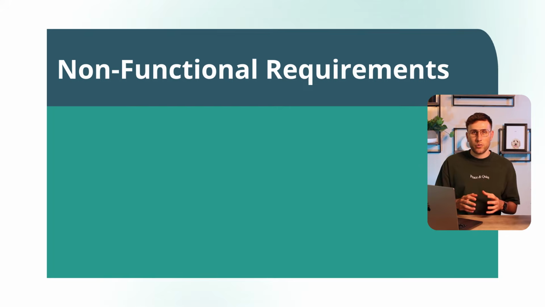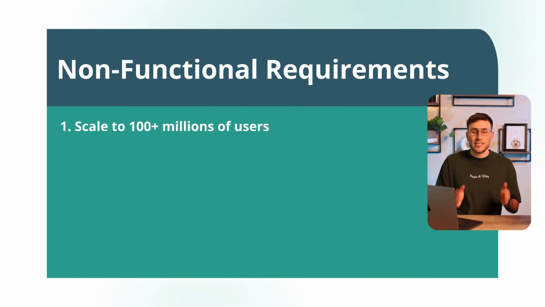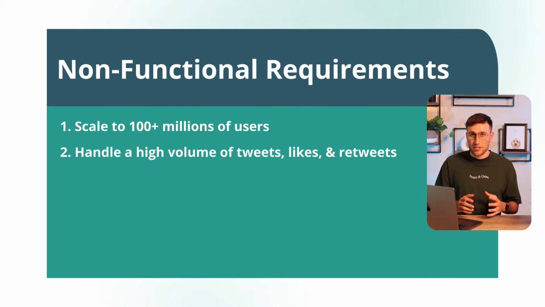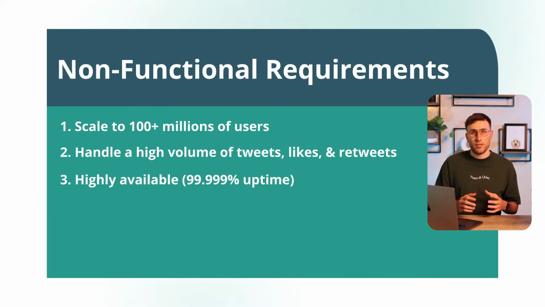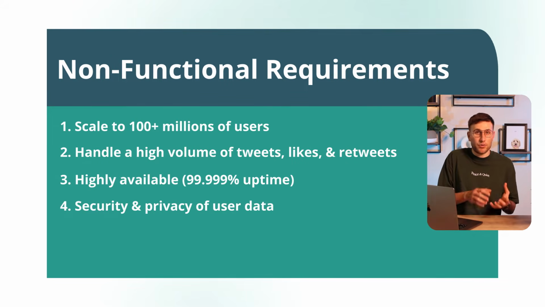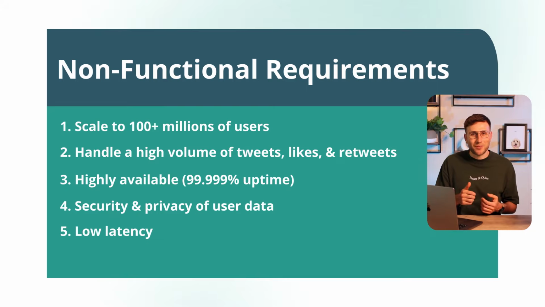For the non-functional requirements, this system should be able to scale to support hundreds of millions of daily active users. As such, the system should handle a high volume of tweets created and read every day. It should be highly available, ensuring that the system can be accessed at any time of day with 99.999% uptime. The system should ensure the security and privacy of user data, and importantly, it should have incredibly low latency. So there shouldn't be a lot of time that users spend waiting for the tweets to load.